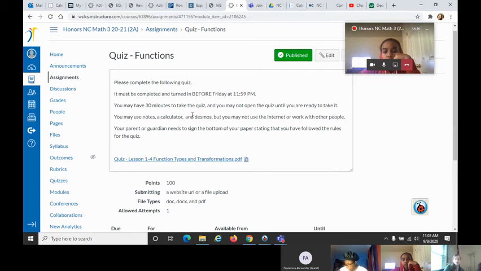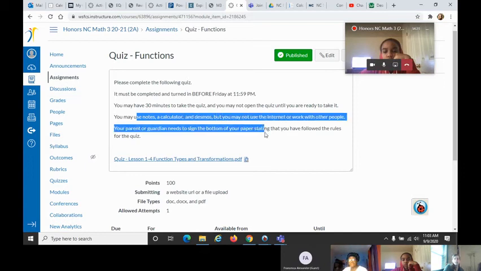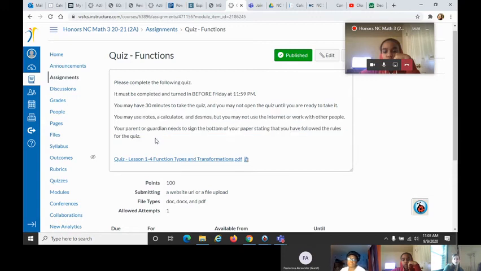Please don't open it until you're ready to take it, but you can use your notes, a calculator, and Desmos. Just stay off your phone unless you're doing Desmos test mode. And then your parent or guardian needs to sign the bottom of your notebook paper with your work, or if you printed out the quiz, the printout, saying that you didn't cheat, basically. So you guys have until Friday at midnight to study for and take this quiz. It's over everything we've done so far, not just the transformations of functions.